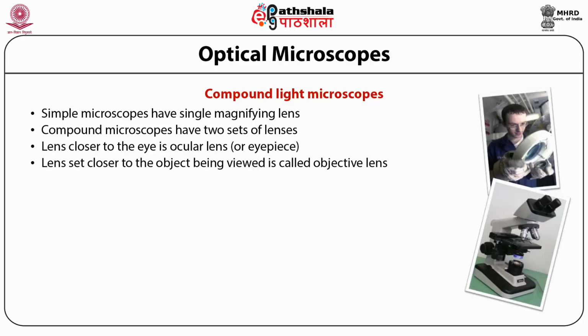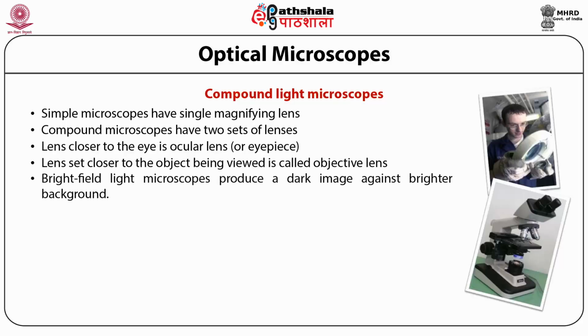called the objective lens. Bright field light microscopes produce a dark image against a brighter background, and generally all bright field microscopes provide a 2-dimensional view of the object, and that is of the surface only. And in biology, they are commonly used to view stained cells.